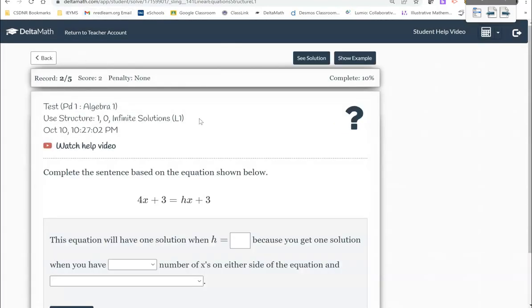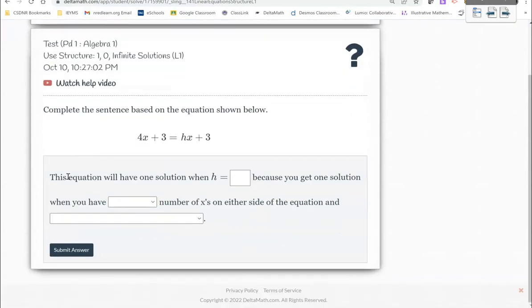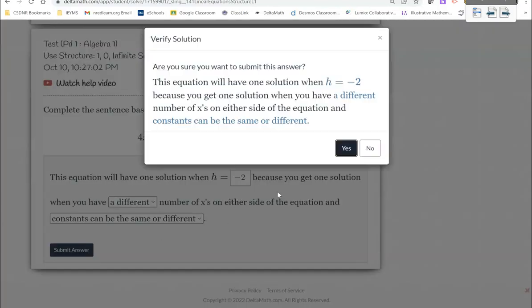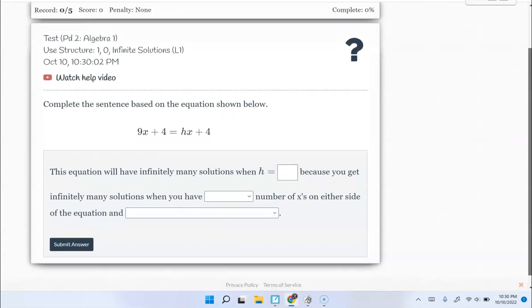Let's try this again. All right, let's see what they want this time. This equation will have one solution. So do you remember what that means? That means that your x values have to be different, right? You have to have different x values. You could put any number you want here. Anything will work. I'm going to put a -2 here. And I know that will work because when my x values are different and my constants don't matter, then I'll get one solution.